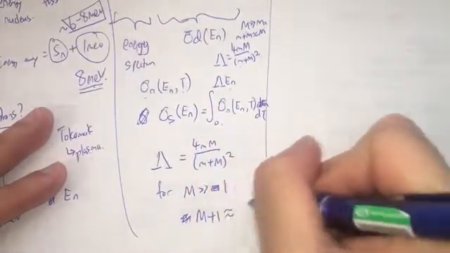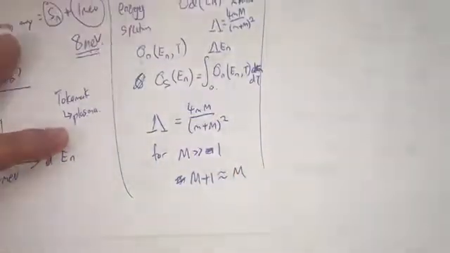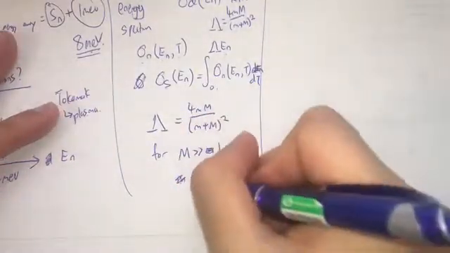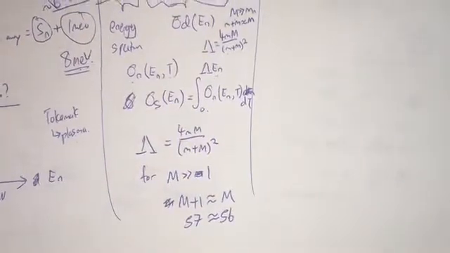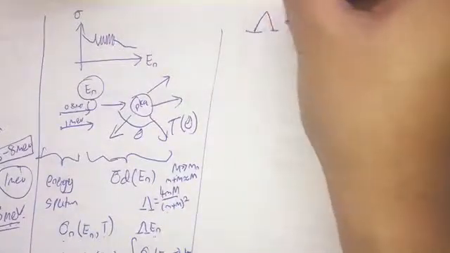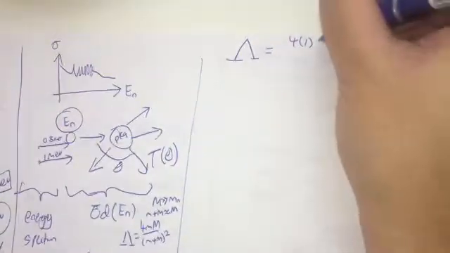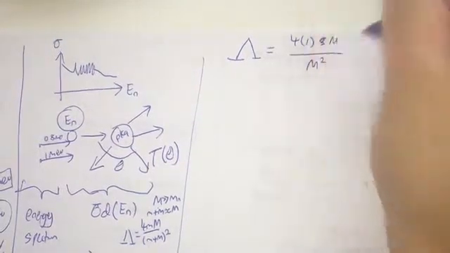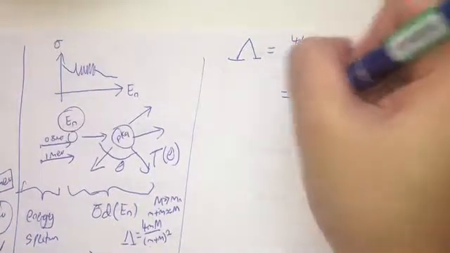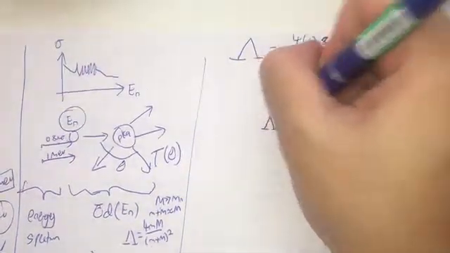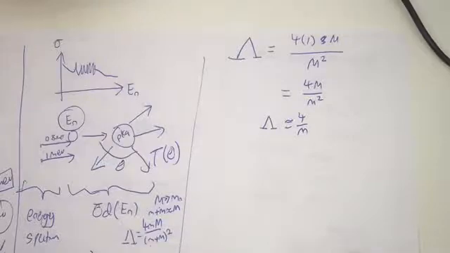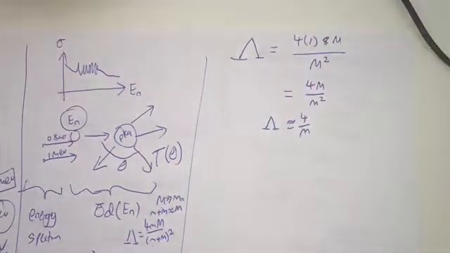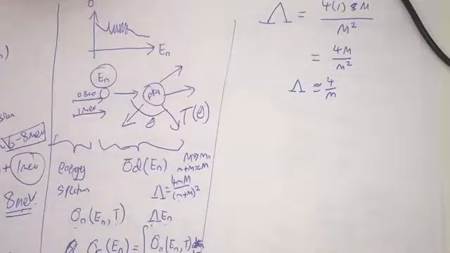So M plus 1 is approximately equal to M. If this is iron, this is 57, and that is approximately equal to 56. It's just a mathematical approximation. So let's look at the lambda. It's 4 times 1 times M over M squared. So 4M over M squared, that's just 4 over M. That is what our lambda is approximated to. So the maximum energy is again capital lambda E_n. That's the maximum.